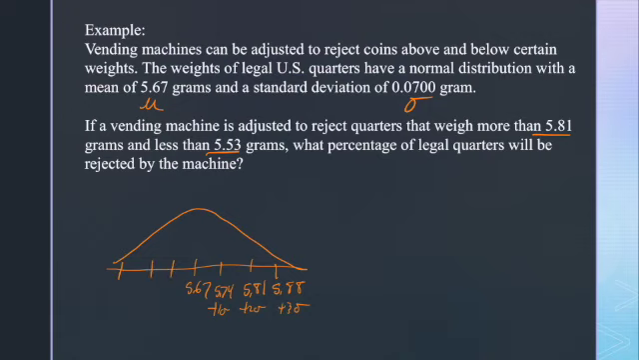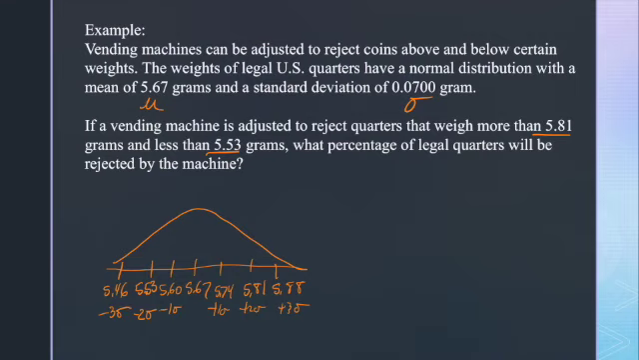I need to do the same thing below the mean. If I go 1 standard deviation below the mean, that puts me at 5.60. If I go 2 standard deviations below the mean, that puts me at 5.53. And if I go 3 standard deviations below the mean, that puts me at 5.46.